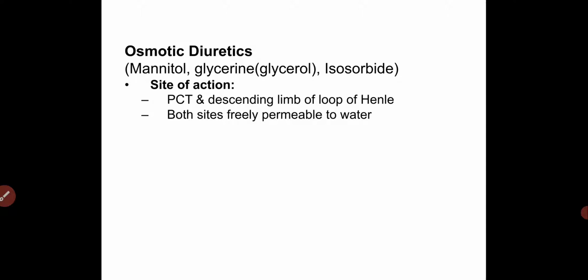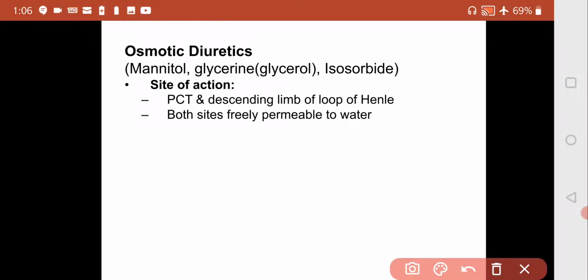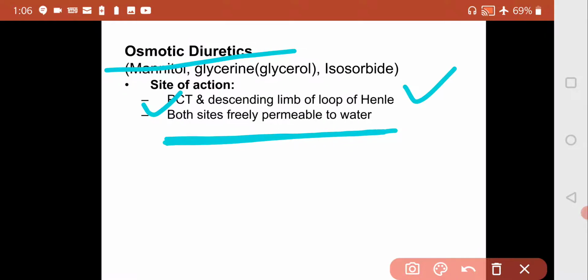So again, the osmotic diuretics. Okay, these osmotic diuretics, glycerol and mannitol, act on the proximal convoluted tubule and the descending limb of the loop of Henle. Both sites are freely permeable to water. Try to remember this sentence: freely permeable to water. Mannitol and glycerin are filtered in the glomerular filtration, and they act on the proximal convoluted tubule and the descending limb of the loop of Henle. Try to remember this.